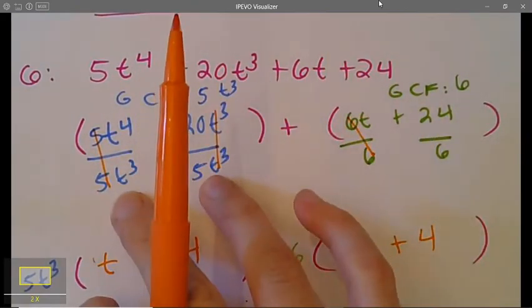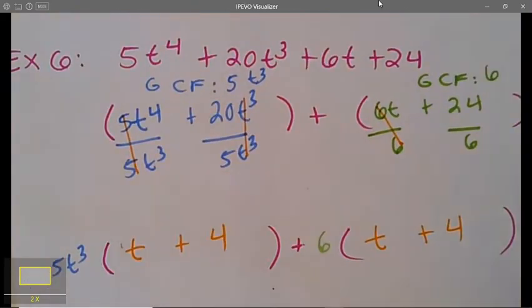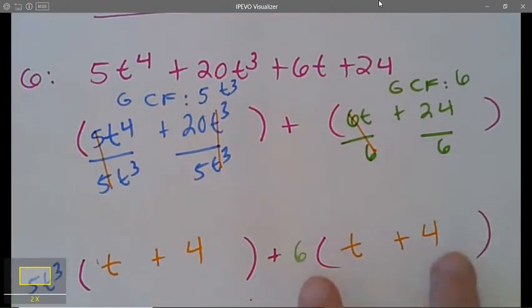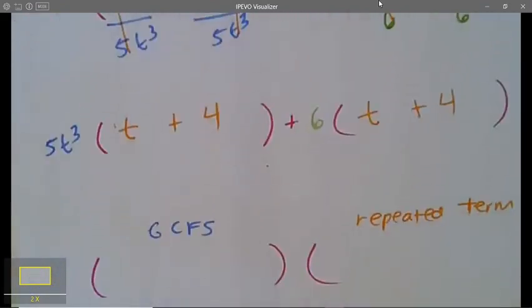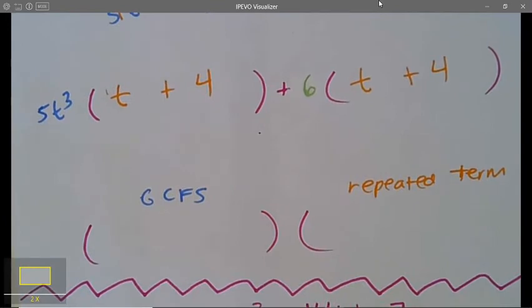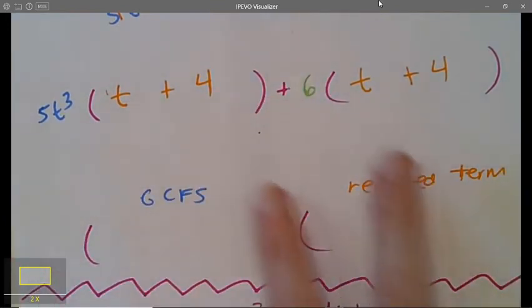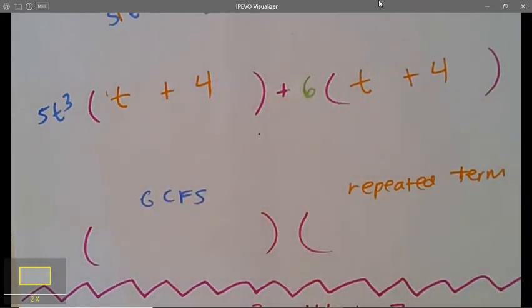And then for your very last step, so all we did, we found the GCF of the first two terms and factored it out. Found the GCF of the second two terms and factored it out. My final step, all you gotta do, you write your GCFs in one parenthesis and the term that repeated in your second parenthesis, and then you're done.